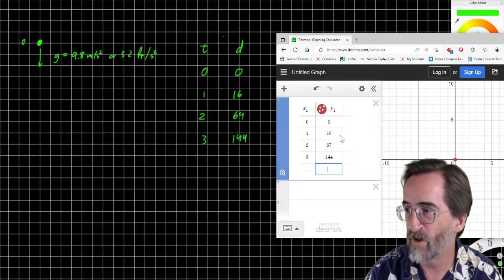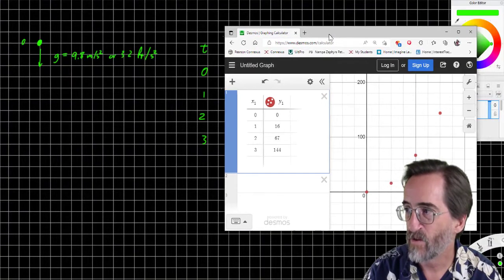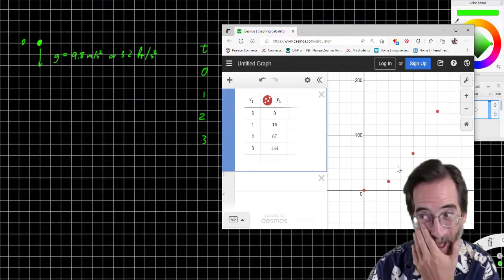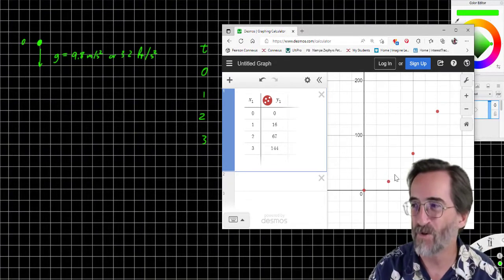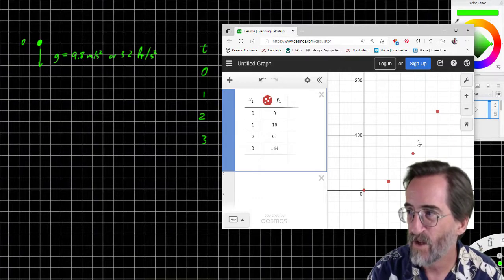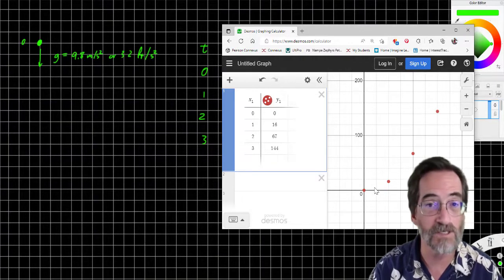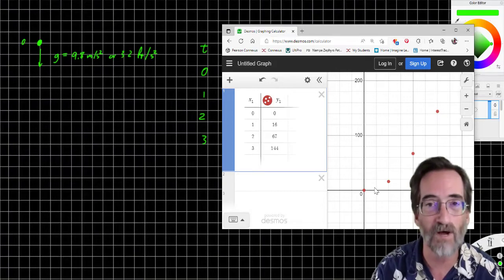One cool thing about Desmos is I can change my window to fit. Lo and behold, it's falling up because positive points up on the graph. You'll notice there's kind of a curve going through this. At any given moment, the ball exists in between these points as well. So this is a continuous situation, but we have a discrete graph.